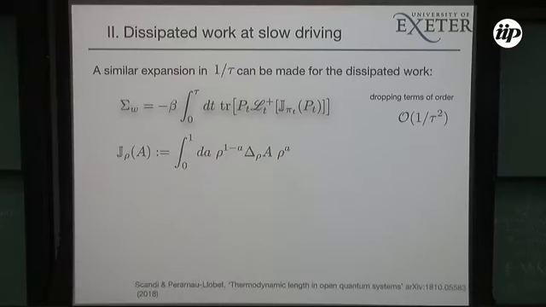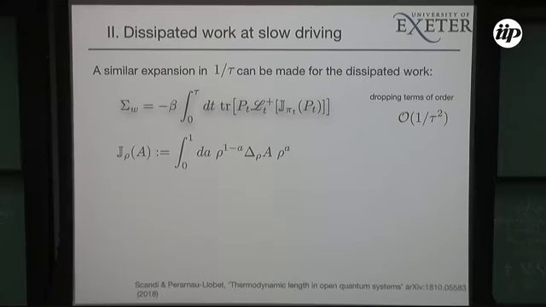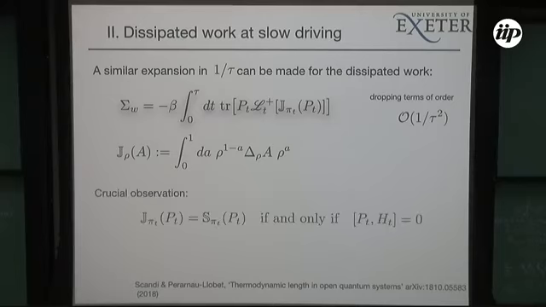Right, so you can also do the same thing for the dissipated work. This was actually done in a previous paper by Scandi and Perarnau-Llobet. They did exactly the same thing: they just expanded the average dissipation in powers of 1 over tau. They get a very similar expression. The only difference is, if you remember for the fluctuations, we have this S linear operator here. Now they have a different linear operator coming into this, which is this J. The crucial point is these two things are only the same if the power and the Hamiltonian commute.